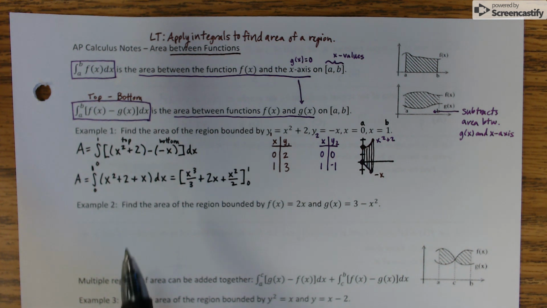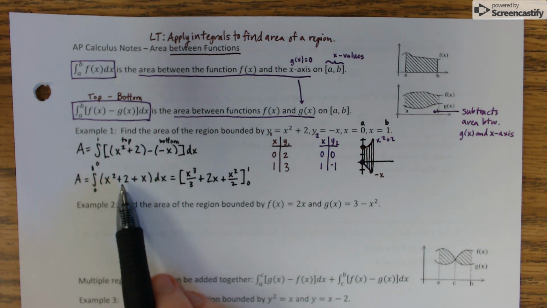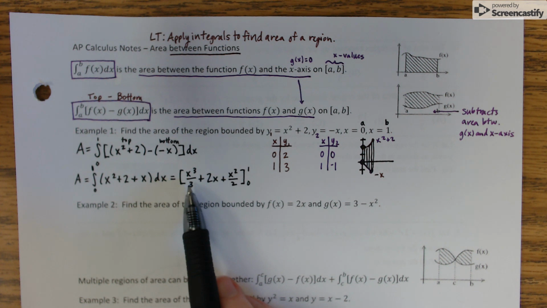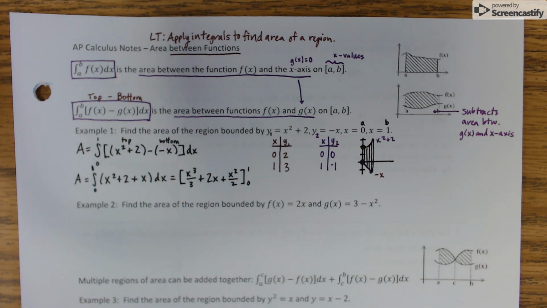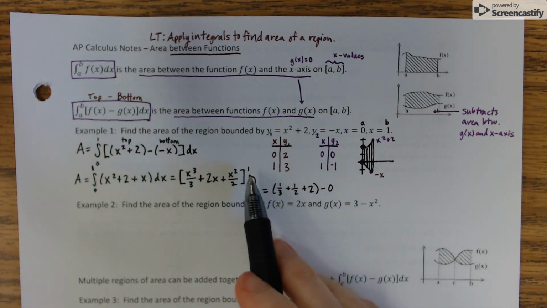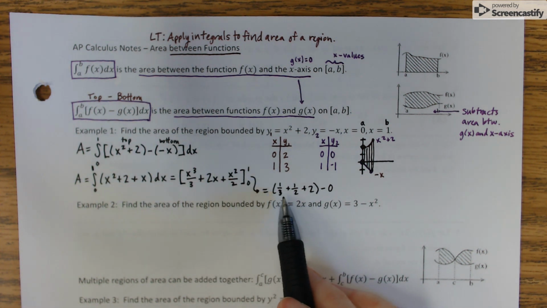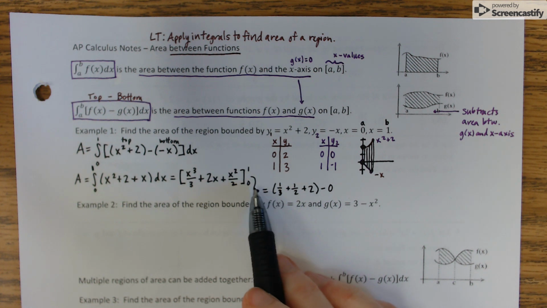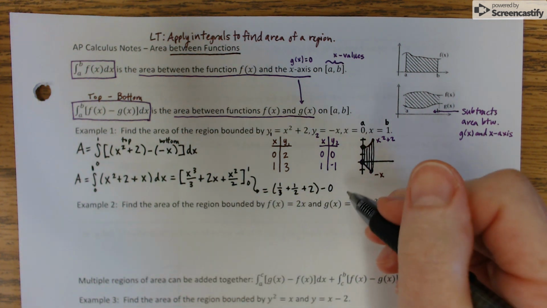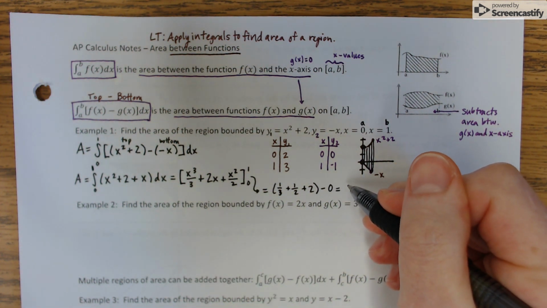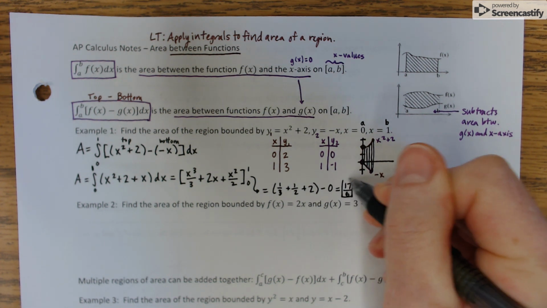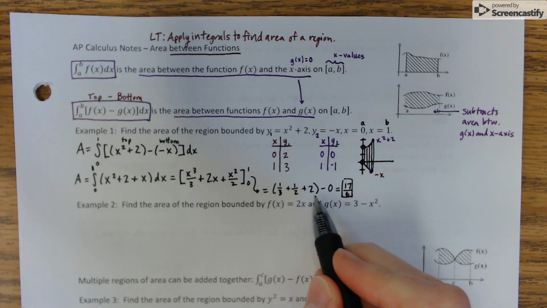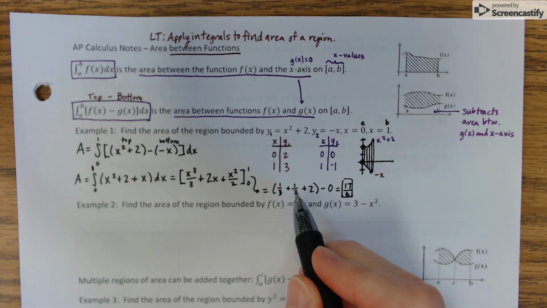Then since it's just a polynomial, I took the antiderivative of each term separately, and I'm going to evaluate that from 0 to 1 using the fundamental theorem. When I substituted my 1 into my antiderivative, I got 1/3 plus 1/2 plus 2. Substituting in the 0 gave me all zeros. So my final answer for the area would be 17 over 6 when I get a common denominator. Remember, you could actually stop on a free response question here. You don't have to do the rest of the arithmetic after you plug in your limits.